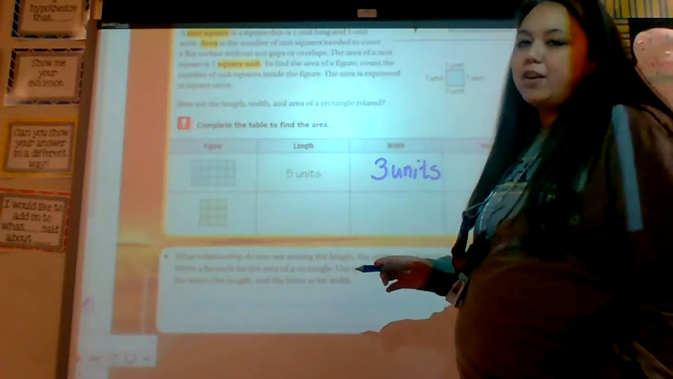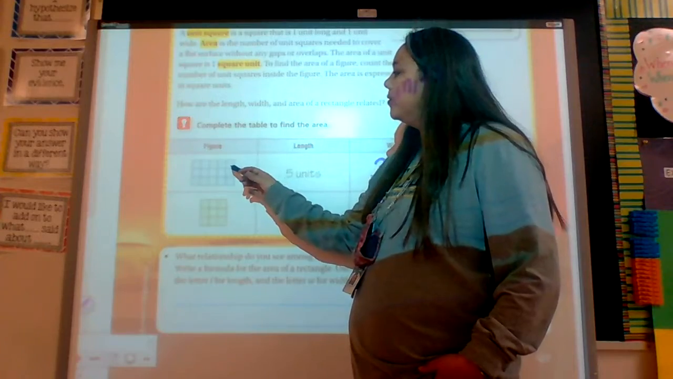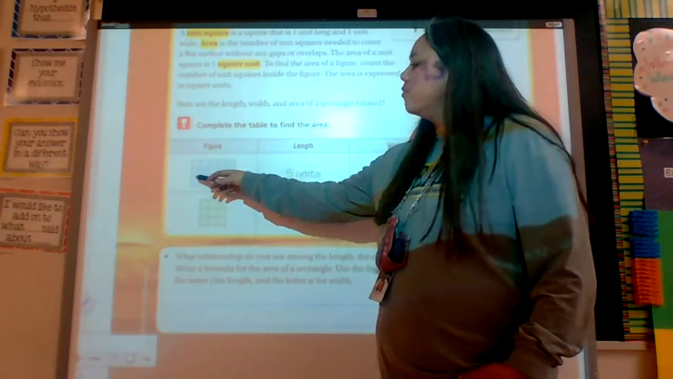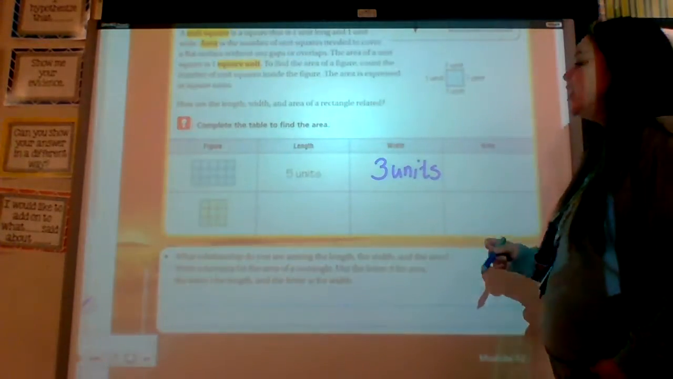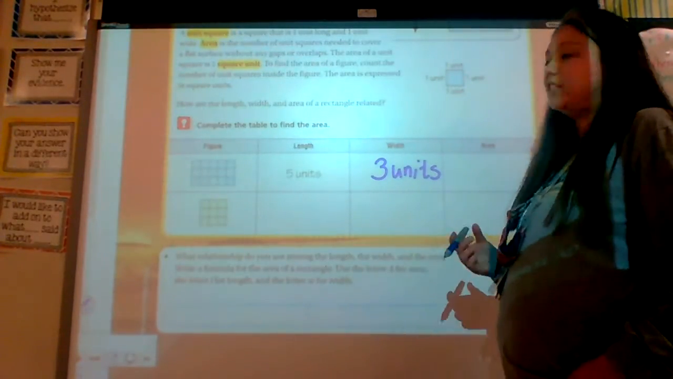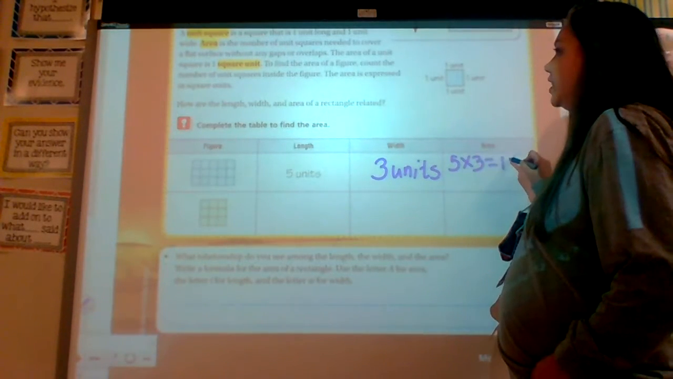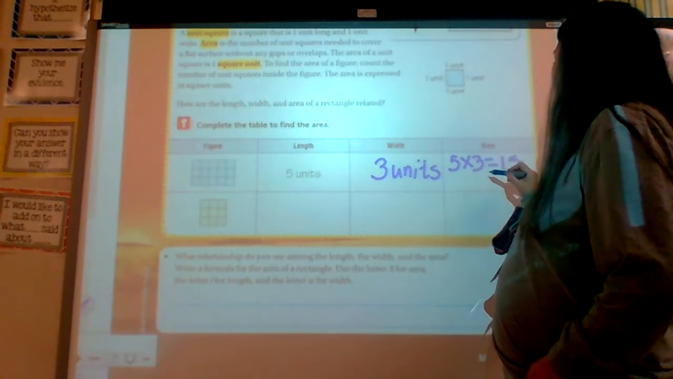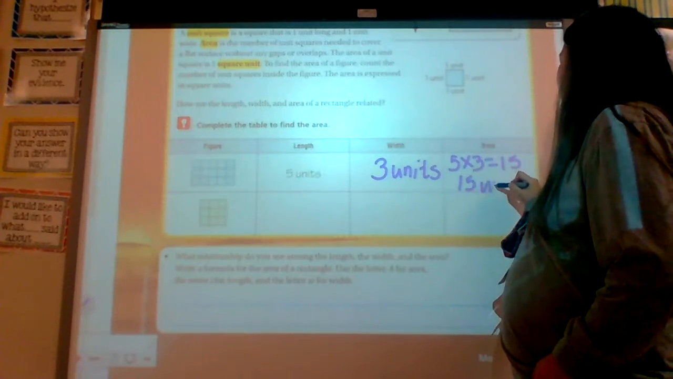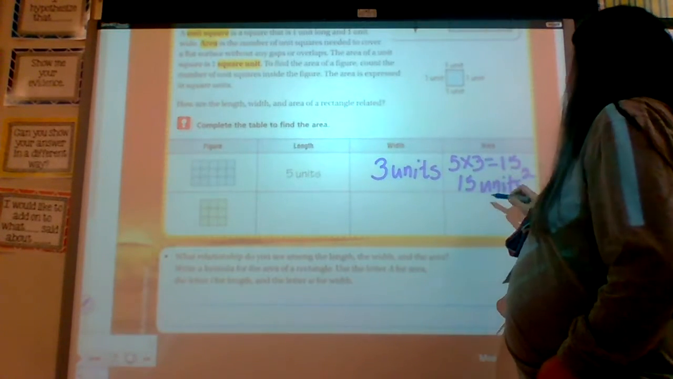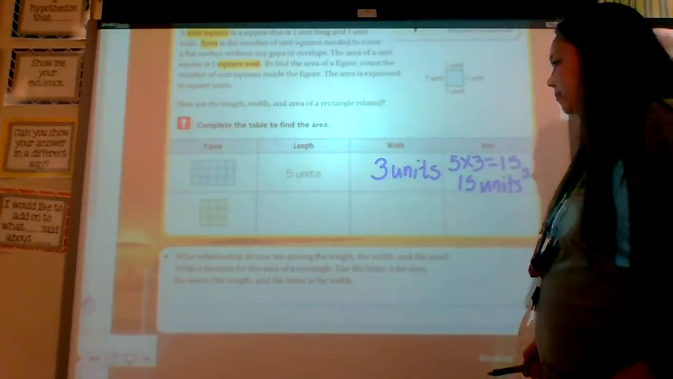So if I want the area, the space inside, how can I figure out how many squares are in this entire rectangle? I bet some of you see it already. Hopefully you understood from arrays and the things we've been working on that 5 times 3 is 15, and that's the number of square units. So it's going to be 15 units squared, because that's the number of squares inside of here, and we want to use square units.